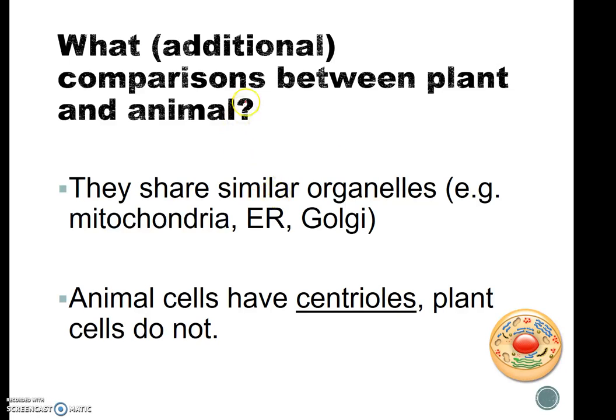So if we compare plant and animal cells under the electron microscope, you'll see that they share a lot of their organelles. They have a lot in common, such as the mitochondria, the endoplasmic reticulum, and the Golgi apparatus. But one main difference is that animal cells have centrioles, while plant cells do not. So that's just one big difference on a very small level.